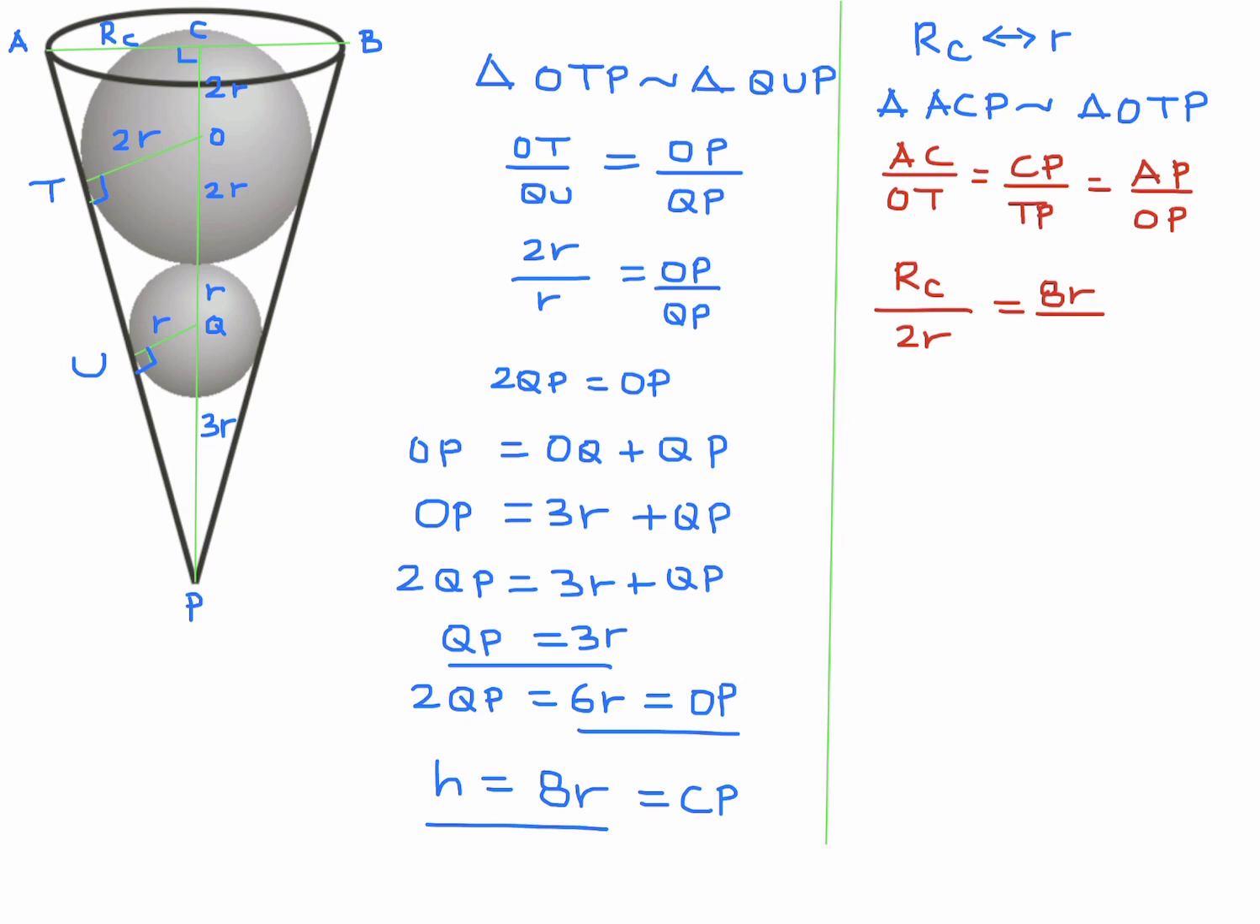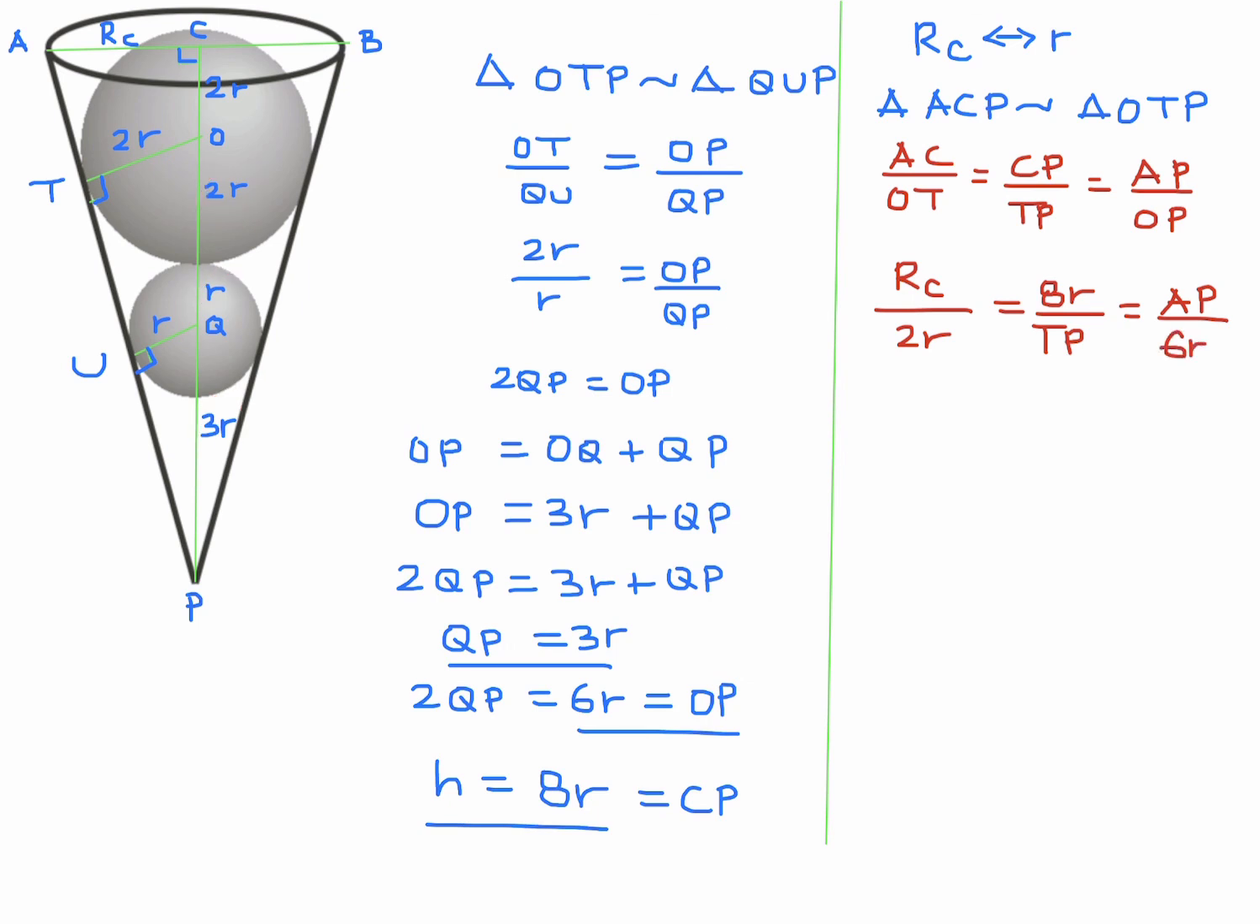TP, do I have anything? I don't really have anything yet, so I'll just leave TP for now. AP, again, I don't think I have anything for AP just quite yet, so I'll just put in AP for now. And then OP, yeah, that one I have. From O down to P, that's going to be 2 plus 1 plus 3, and that's 6R.